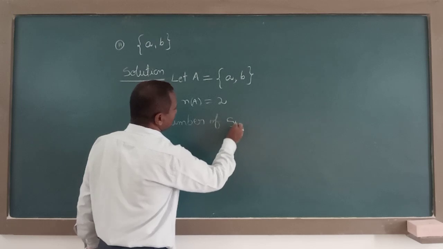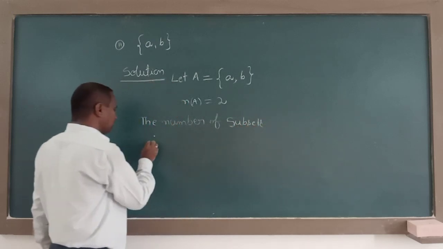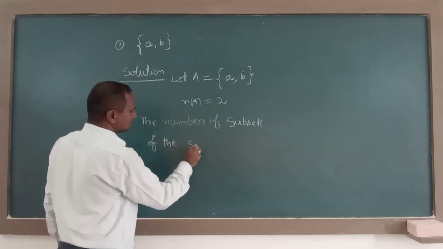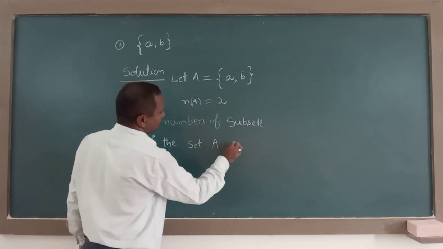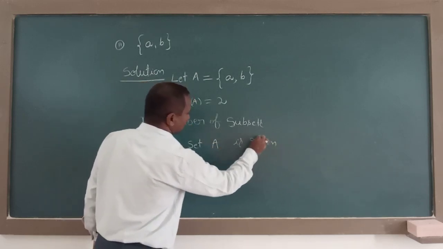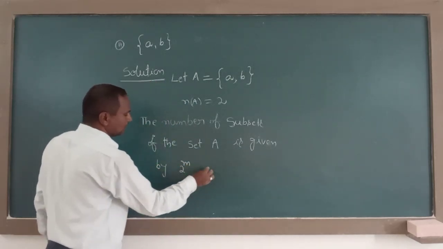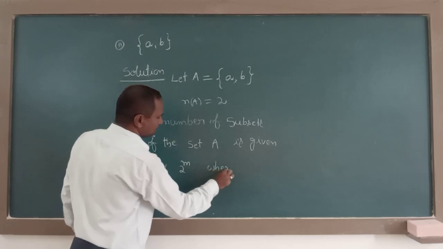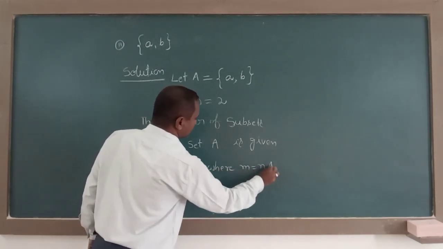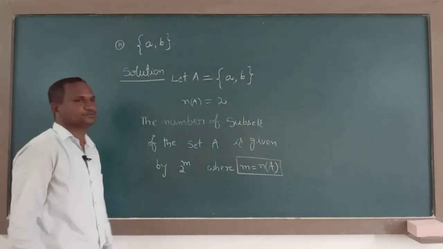The number of subsets of the set capital A is given by 2 to the power of m, where m is equal to n of A. This formula you have to apply.